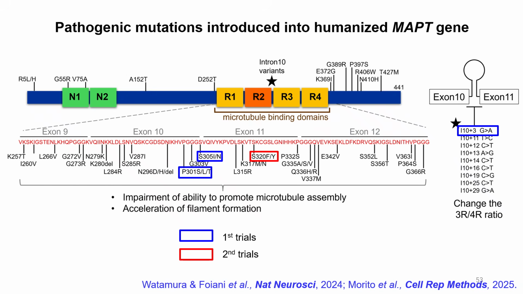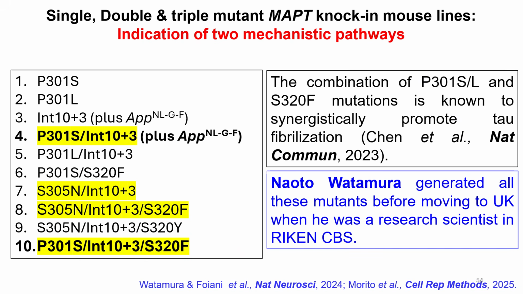This shows the pathogenic mutations identified in the human MAPT gene. We first humanized the murine MAPT gene and then knocked in some of these mutations in the first trials and additional mutations in the second trials. These are the major lines of mutant MAPT KI mice. Those marked by yellow have been mainly analyzed. We introduced the S320F mutation because of its synergistic nature. I would like to emphasize that Naoto Watamura generated all these mutants before moving to UK when he was a research scientist in RIKEN CBS. He deserves the major credit for this achievement.